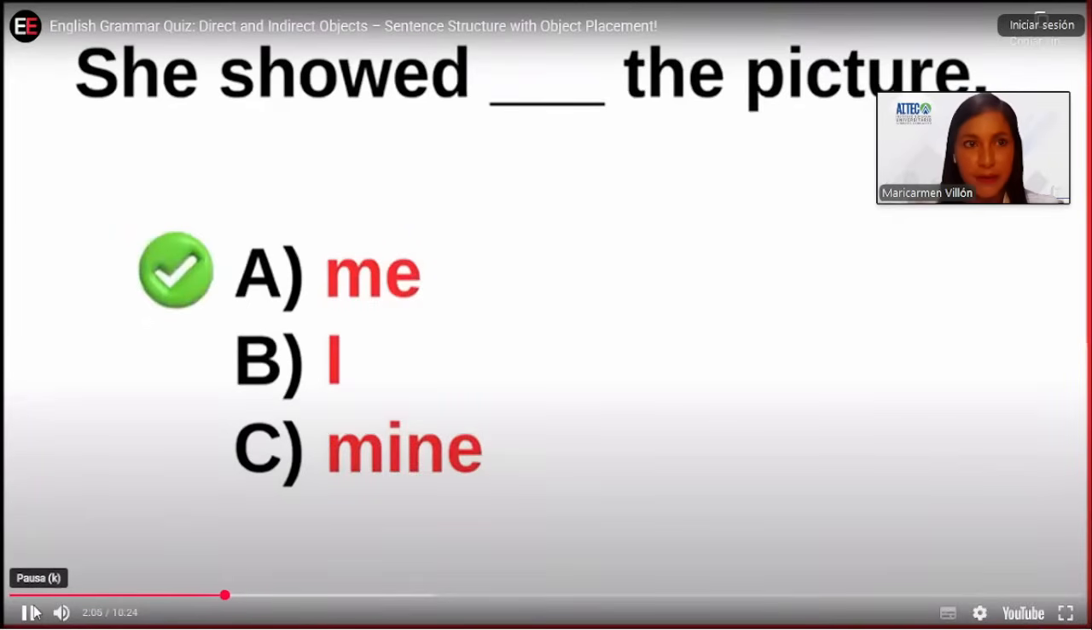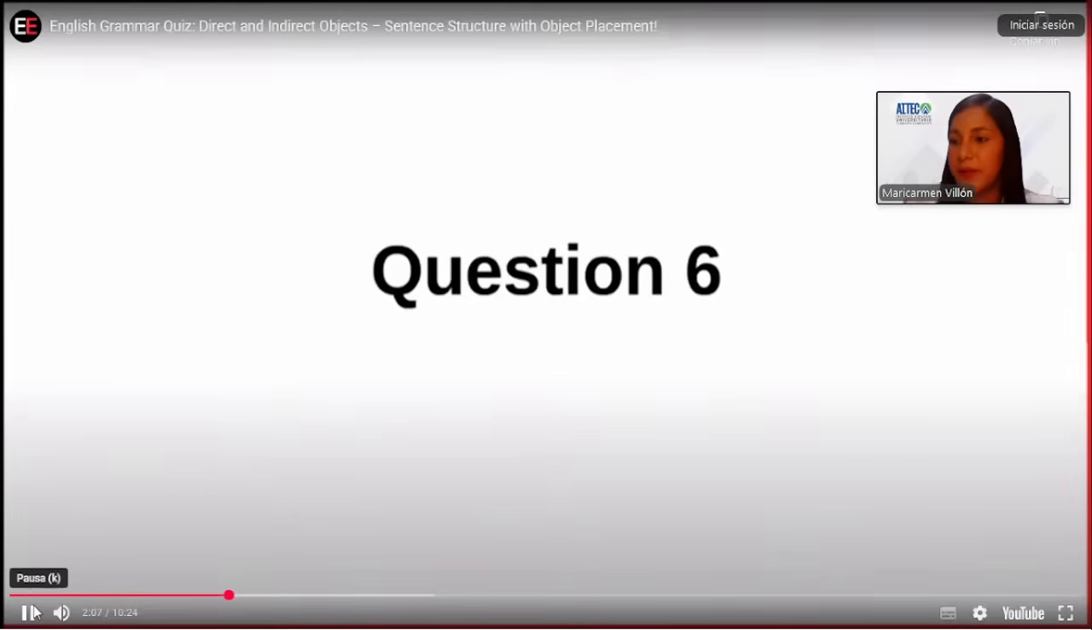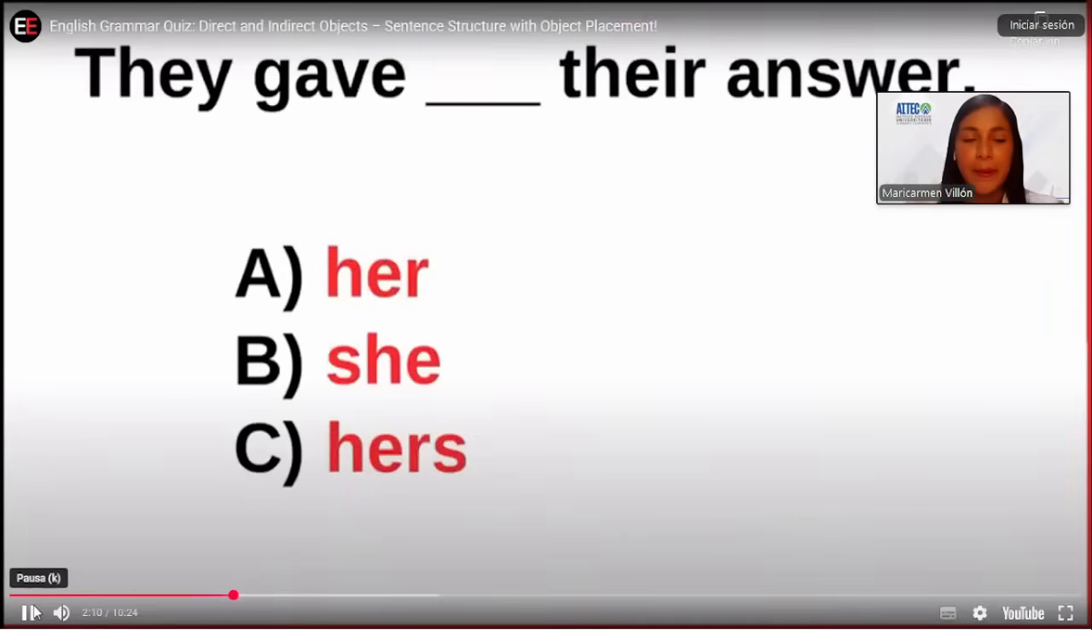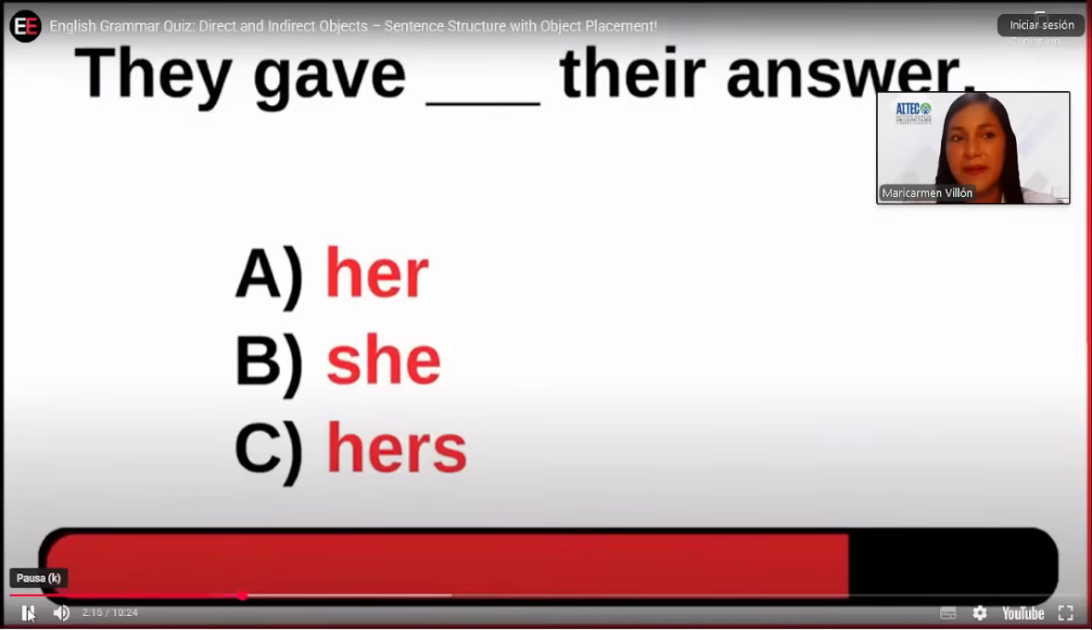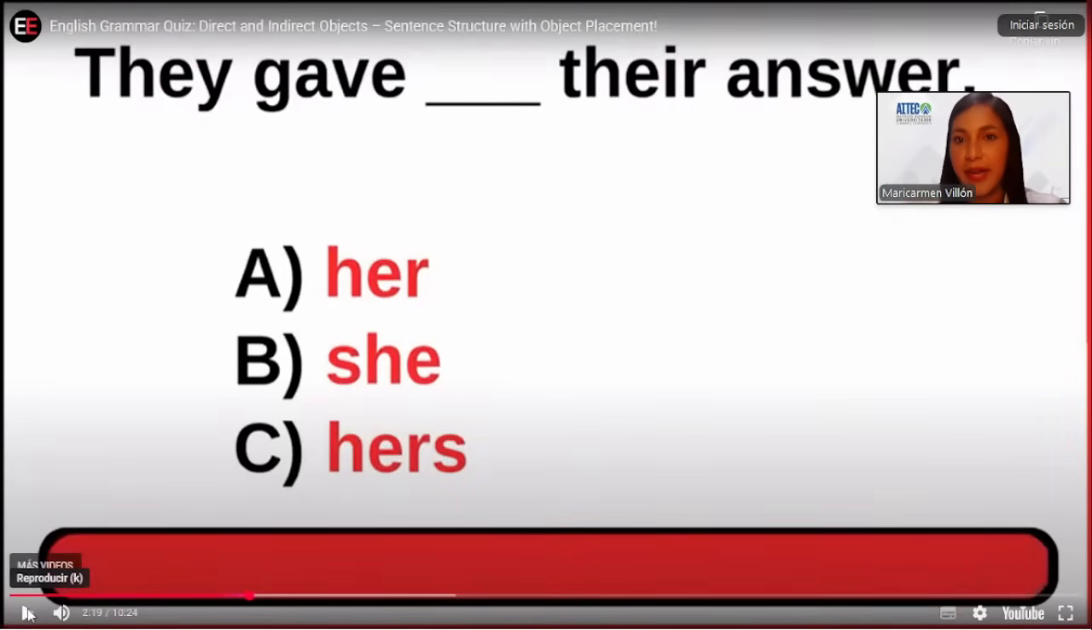What will be the next activity here? Question number 6 now. Okay. Let's see. They gave their answer. They, subject, gave, that's the action, right? Their answer. Answer, that's the direct object, the thing. We need the indirect object here. So do you think it's her, she, or hers?